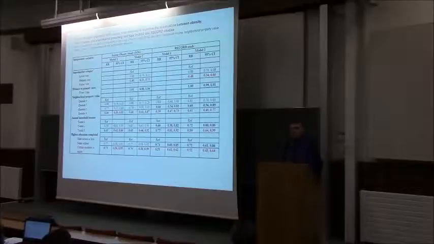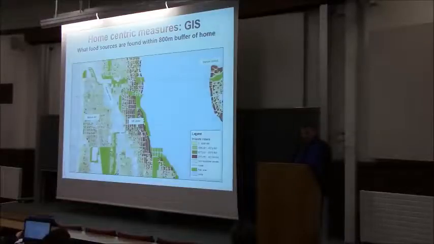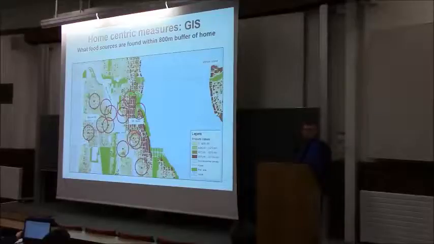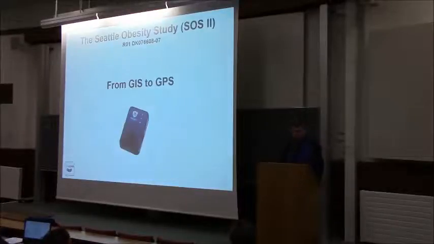So let me start concluding here, because there's a big problem, which has been identified by previous speakers, and that is that most of our measures are home-centric, and that is not good. So when we look at, say, Seattle, we look at homes, we look at buffers from home. That clearly does not capture what people do, where they go, where they shop, and we should perhaps give up on the home-centric measures of the environment. And of course, we are doing exactly that, and this relates to nutrition epidemiology.